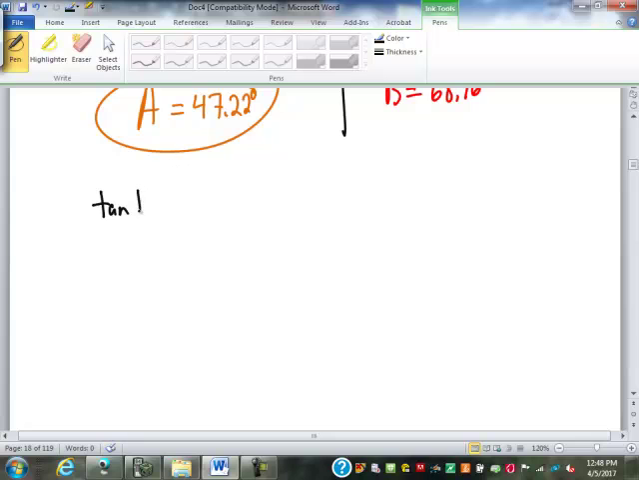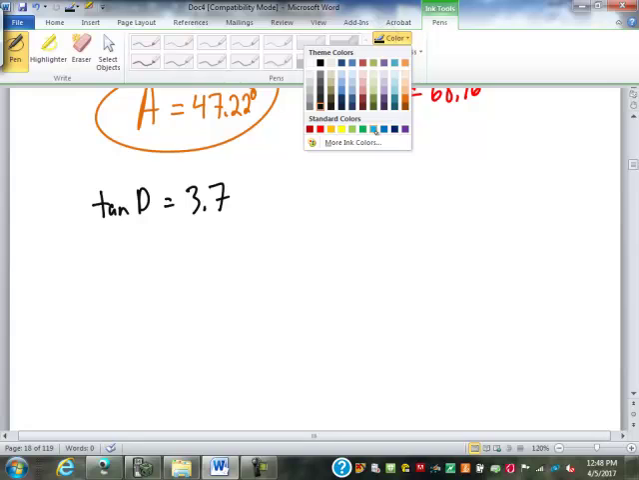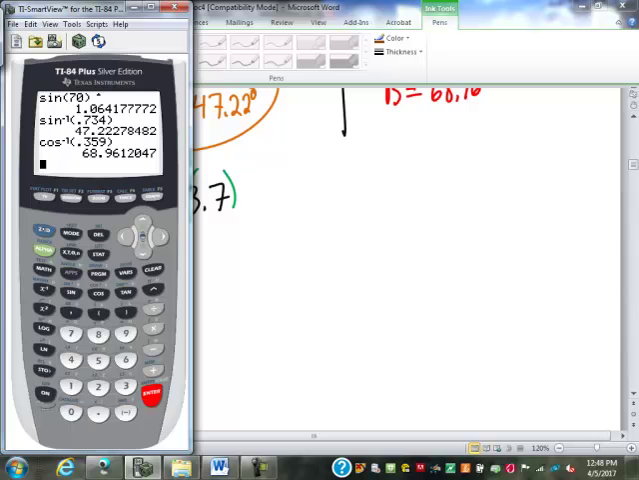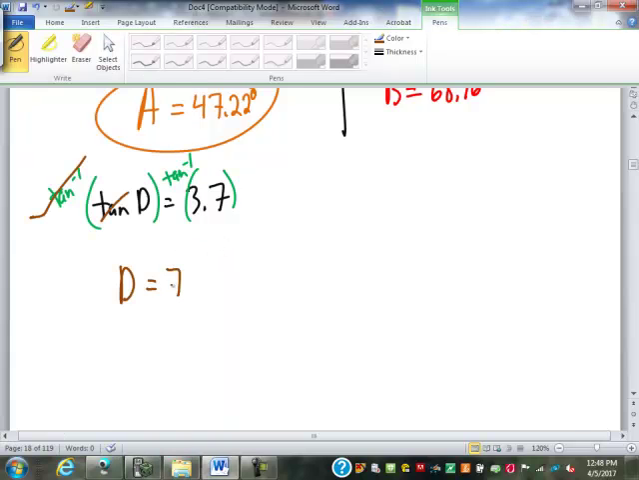Let's say I tell you the tangent of angle D is 3.7. How do we find the angle? It's the inverse tangent. So again, tangent and inverse tangent cancel out, giving me D. Inverse tangent of 3.7. Sorry, 74.88 degrees.